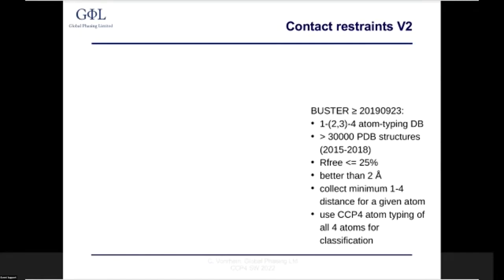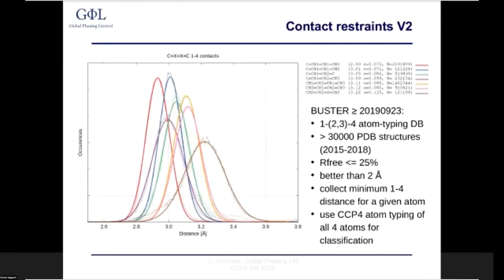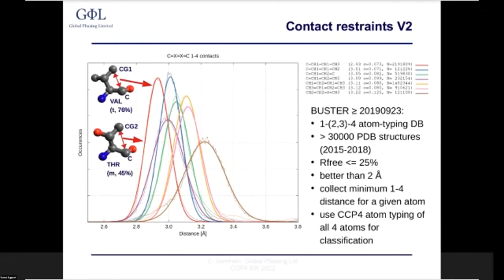Looking again at carbon-carbon 1,4 contacts, we can start distinguishing them through the atom type-based classification. Each contact class had at least 100,000 observations, some of them even in the several million range. As you can see on the left, most of these distributions can be fitted fairly well by a simple Gaussian function. They also show quite distinct mean and sigma values. For example, the carbon-carbon contact shown for valine and threonine, from the main chain carbonyl C to the C-gamma atom, has a mean of 2.93 angstrom and a sigma of 0.073.